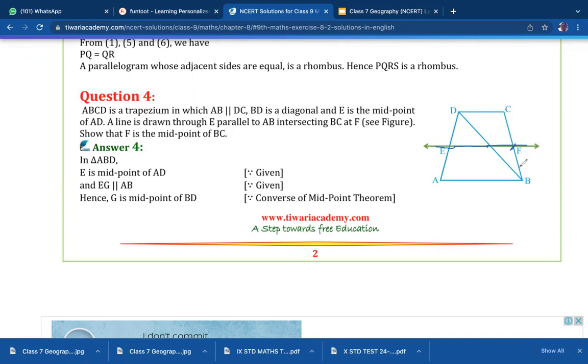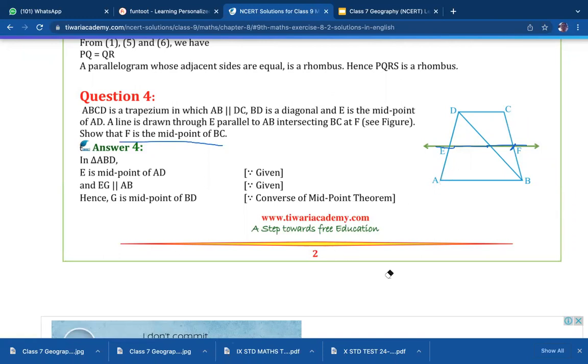This is line BC. Now, the question is, F is a midpoint of BC. That means we need to prove that these two parts are equal. We have to prove that these two parts are equal. So, let me start with the question.